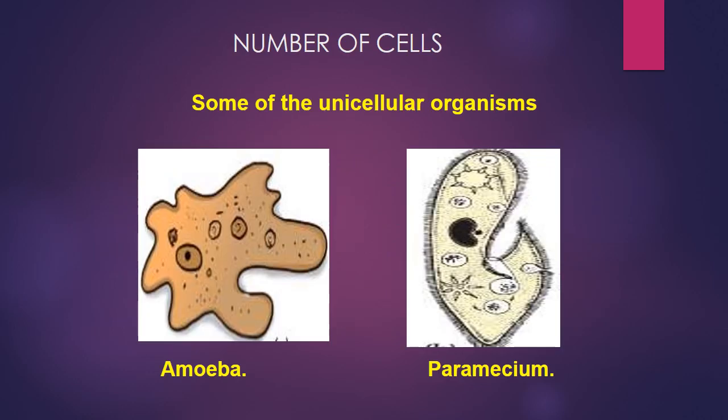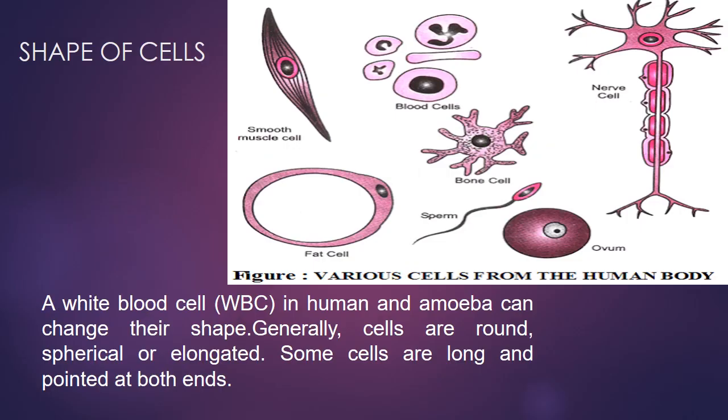Here in this slide, you can see the unicellular organisms like the amoeba and the paramecium. Amoeba, as you all know, is the organism which has an irregular shape. It can change its shape from time to time. And the second diagram is the paramecium. It is also called a slipper shaped animal because the shape resembles a slipper.